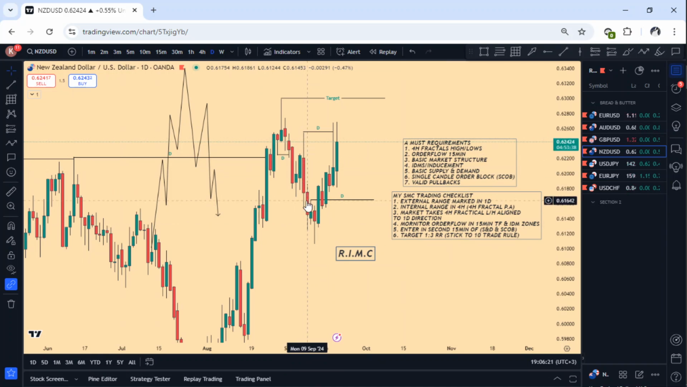So again here we got a range, we got some initiation, then we got a change of character. If we got a change of character, this becomes our range, initiation, mitigation, continuation. Again we have a range, then we have initiation, then mitigation, plus continuation.